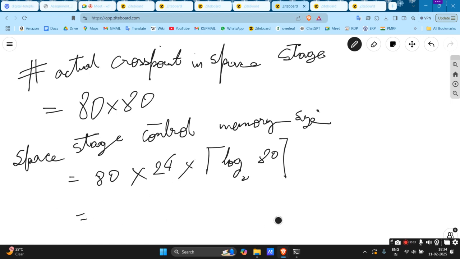So log base 2 of 80: 2 to the power 5 is 32, 2 to the power 6 is 64. So this is 6 point something. Ceiling means you have to take the next integer. So it is 80 into 24 into 7. So this is the space stage memory.